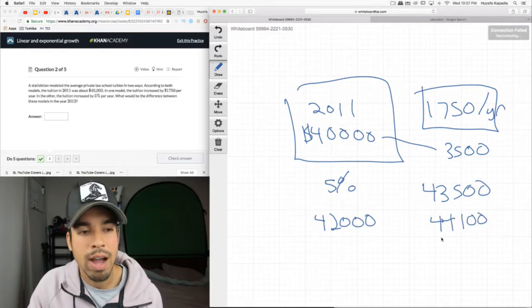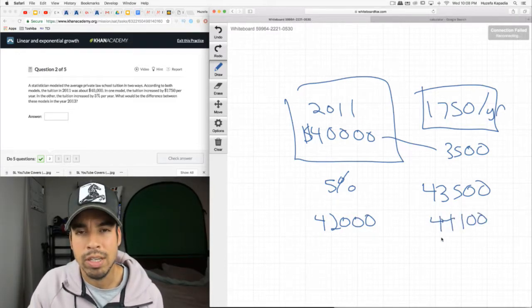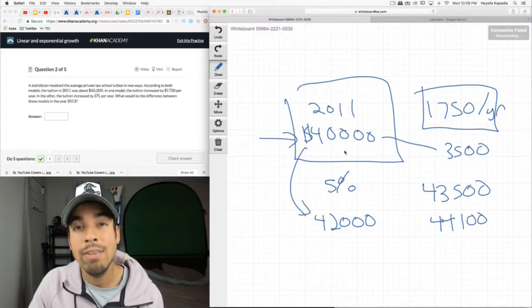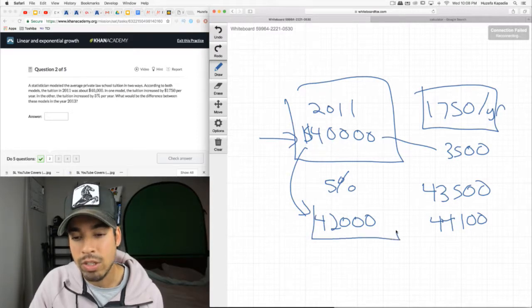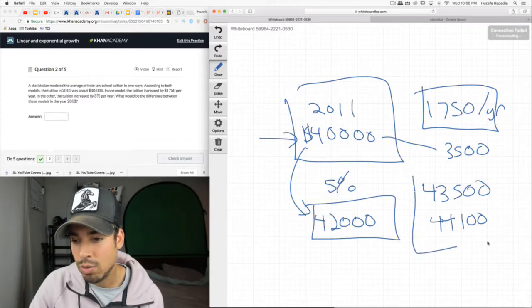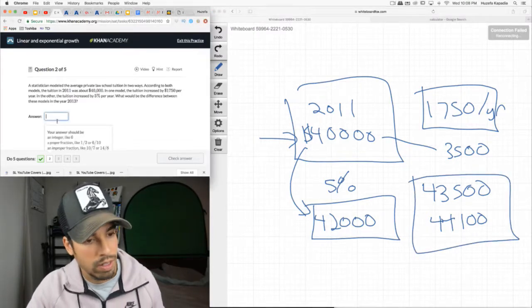So that's called compounding the percentage increase. First we get 5% of this, which takes us to 42,000. But then we take 5% not of 40,000 again, but 5% of 42,000, which is actually 2,100, and that gives us this. So what's the difference between those two? It's 600.